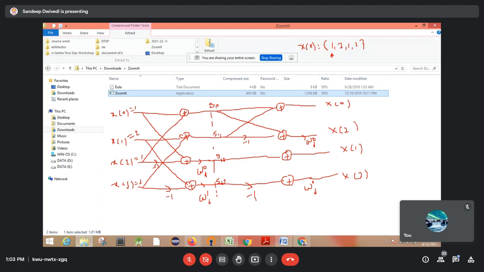Okay, so now you can do the calculation part. While calculating this S1 of 0, two adders are there, or two inputs are there. So x of 0 plus x of 2. This will be 1 plus 1, so this will be 2 simply. So this value will be 2. Then for this one, here this is a 2, then plus 1, so this will be 3.